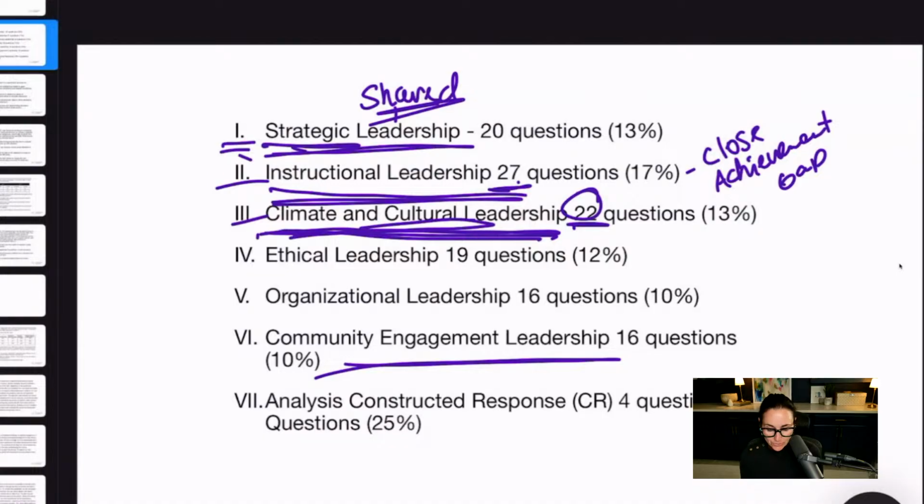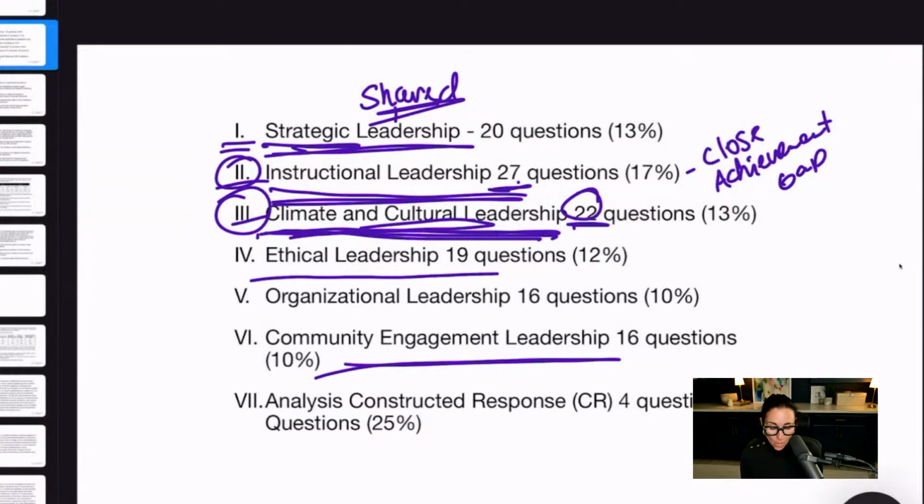Another thing with these two, instructional leadership and climate and cultural leadership, we want to talk about job embedded professional development, right? Professional development that teachers feel that they can use immediately in their classroom, that makes them better at their practice, that gives them autonomy, that helps them be even better, that they like, that they want to learn. That's a big part of instructional leadership and climate and cultural.